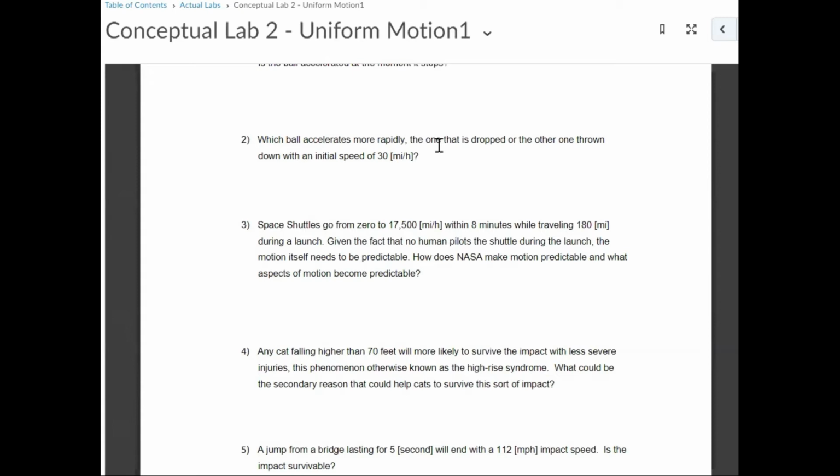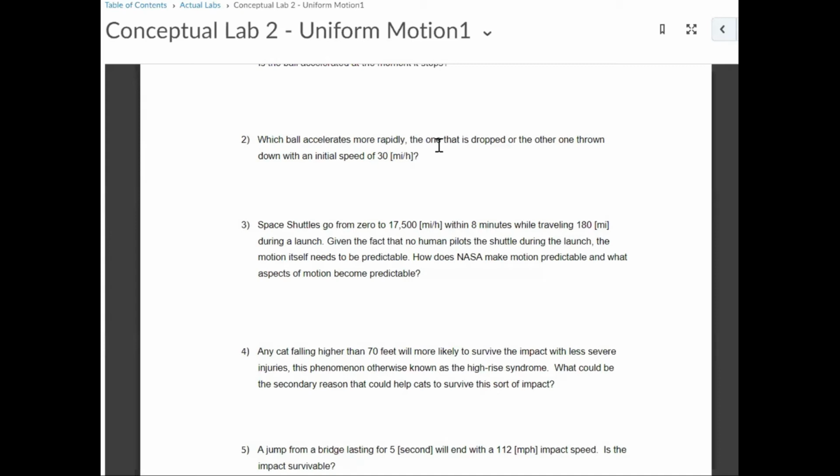So which one is going to speed up more rapidly? Guys, the one that you dropped is going to go from 0 to 10 within a single second. The one that you throw, let's make 30 miles per hour 30 meters per second, is going to go from 30 meters per second to 40 meters per second the next second. So both of them are going to speed up at the same rate, which means both of them are going to have the same acceleration, because the motion is occurring under the influence of gravity, which has the same effect on all falling objects.